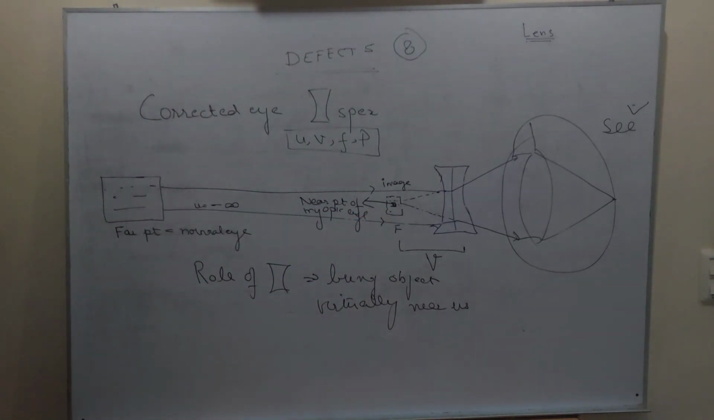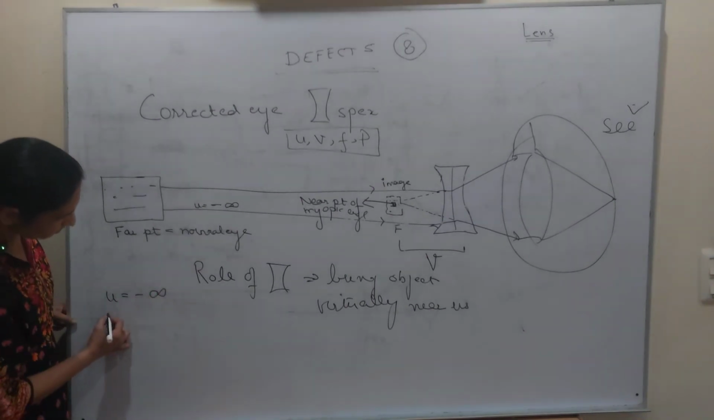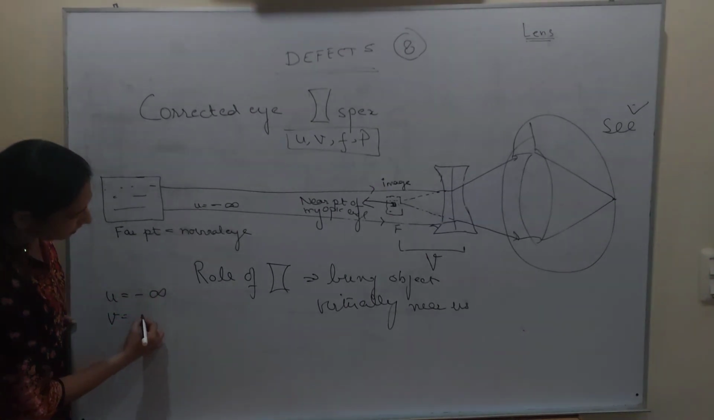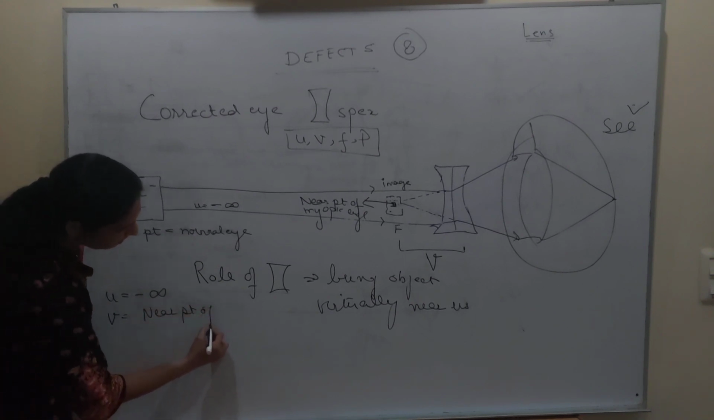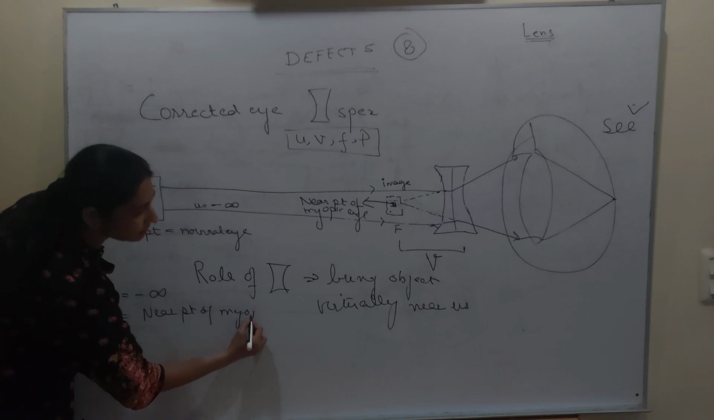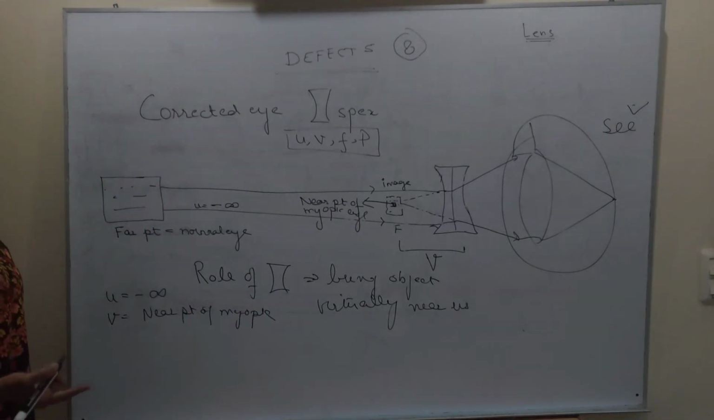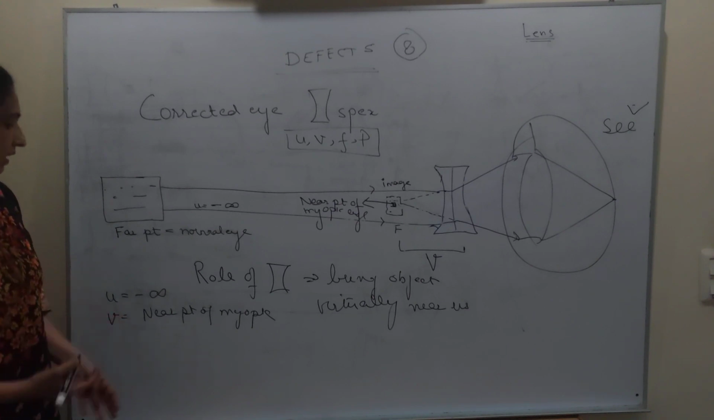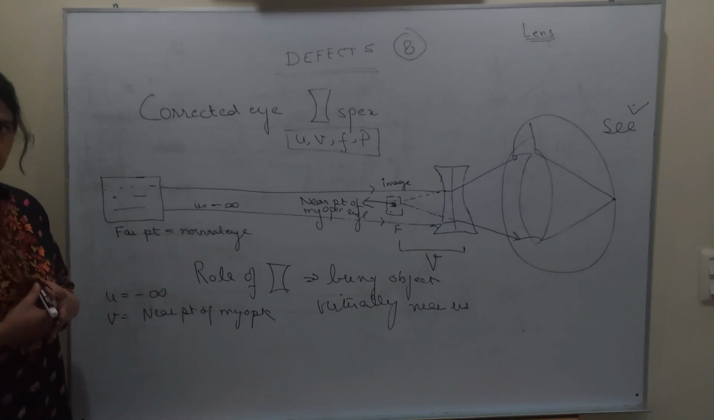So this is what it is. That's why we have u equal to minus infinity, and v equal to the near point of myopic eye, from where we start to see clearly. Okay, from where we can see clearly. And then the calculations will carry on and we can easily do them.